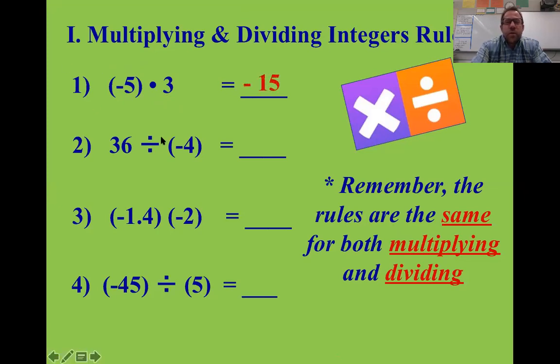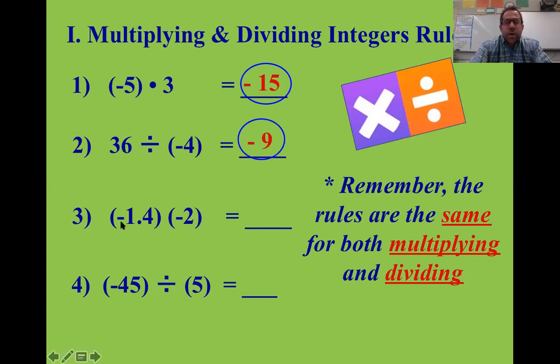Okay, here we're dividing. The rules still stay the same. We have a positive, and then we've got a negative, so 36 divided by negative 4, positive divided by negative is going to be negative 9. Forgot to put the little circle there, negative 9.